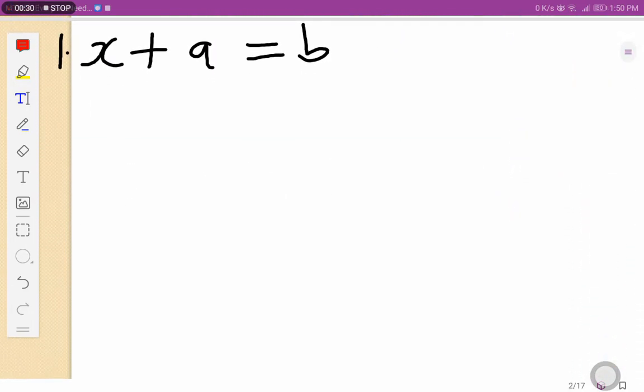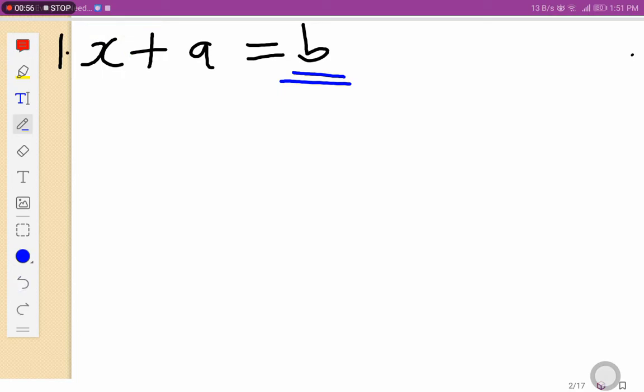In this case, I've got x plus a is equal to b, and we want to make x the subject of the formula, meaning that our x should be on one side. In this equation that we are given, where we have x plus a is equal to b, we have b as the subject of the formula. But in our question, we want to make x the subject of the formula.